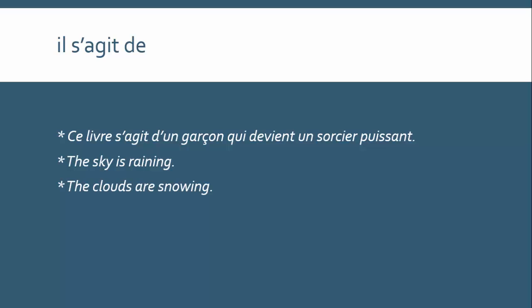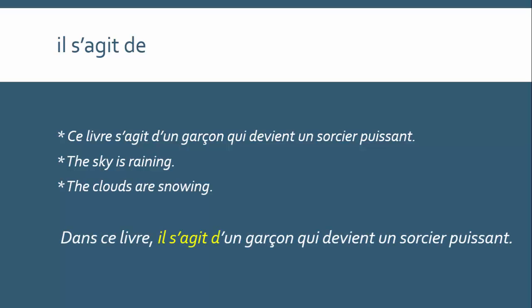Okay, now that doesn't mean you can say ce livre, il s'agit d'un garçon qui devient un sorcier puissant. Okay, instead you have to say dans ce livre, il s'agit d'un garçon qui devient un sorcier puissant. Okay, dans whatever it is, it's not necessarily a book, it could be a film, a poem, anything. It is about a boy who becomes a powerful wizard. The point here is to remember that il does not stand for the thing that you're talking about. Okay, in the same way that it, in It Is Raining, does not refer to the sky or the clouds. It is just there because it is. Okay, so you can just remember the structure. Dans, whatever, il s'agit de, blah, blah, blah.